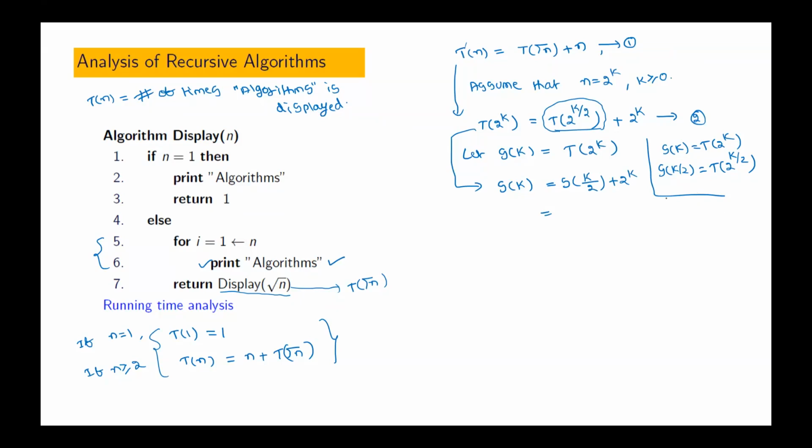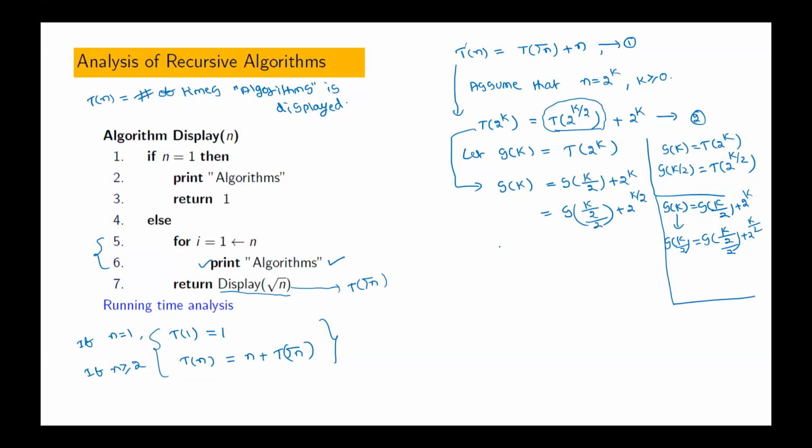See, this is our new recurrence relation: S of k is S of k by 2 plus 2 power k. Now what is S of k by 2? Wherever k is there, you substitute k by 2. S of k by 2 is S of k by 2 by 2 plus 2 power k by 2.